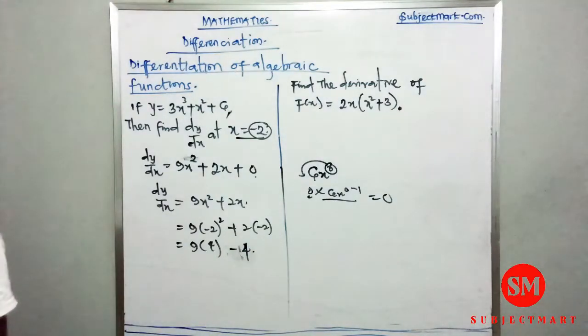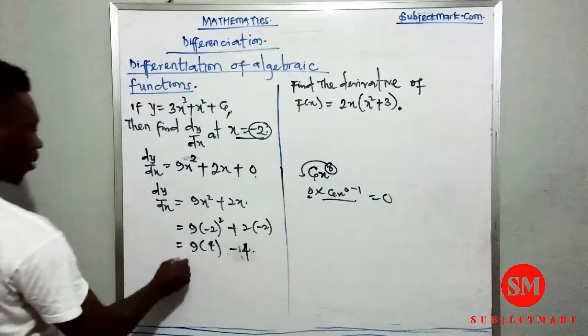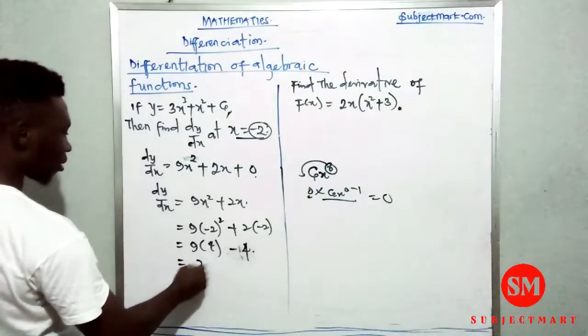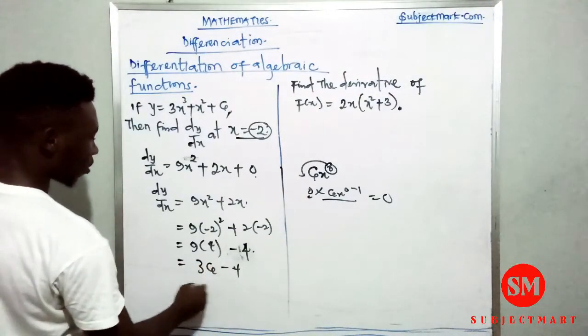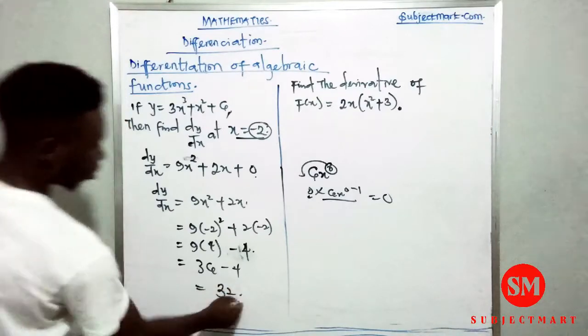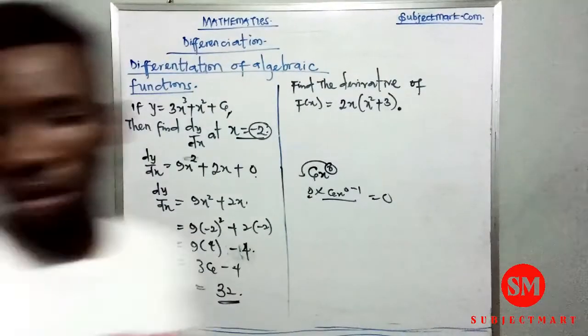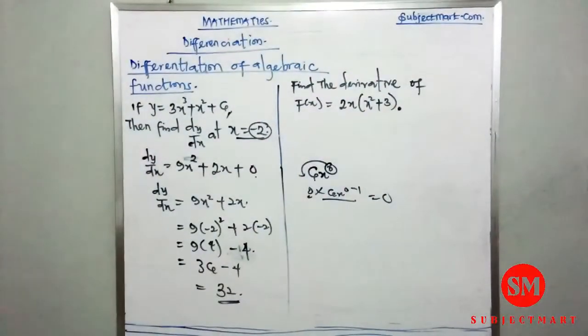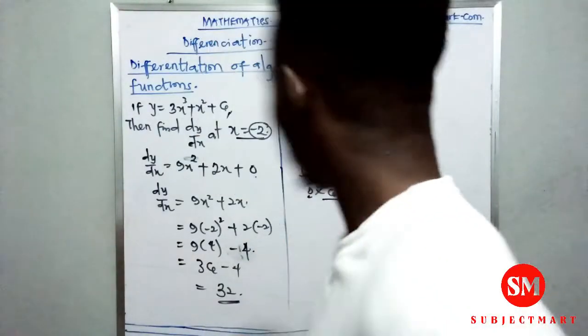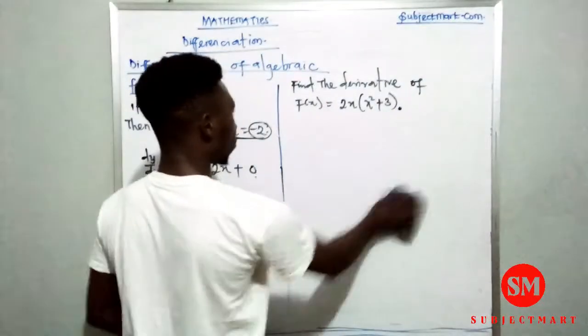Okay, so 9 times 4 will give us 36, minus 4, which is equal to 32. Now, having 32 in this particular question, we can go further to solving this particular question.